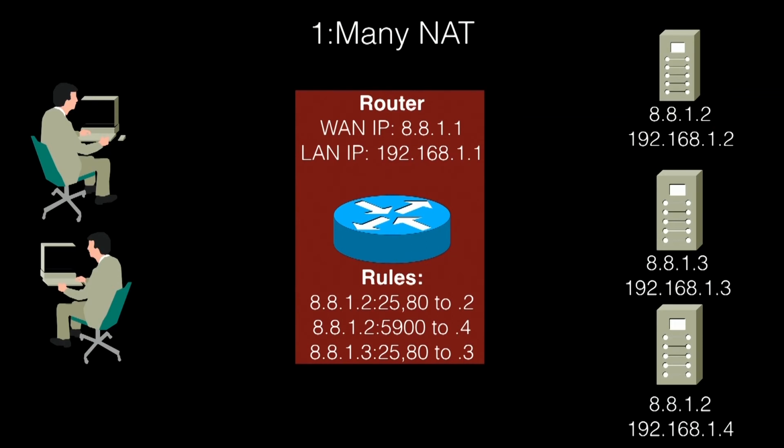All right, one-to-many. This one's more fun. So we have the same WAN IP of our router. We still have the same number of public IPs, but we've added a new server. What do we do? What's going to happen here?